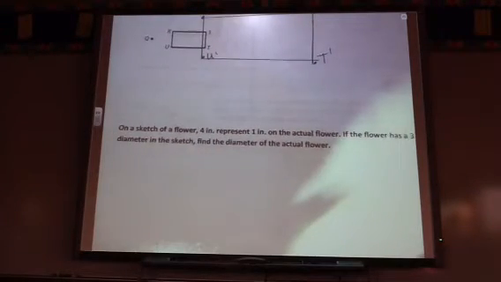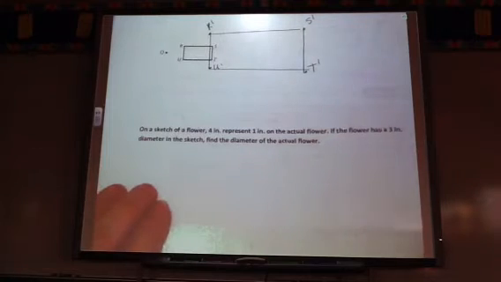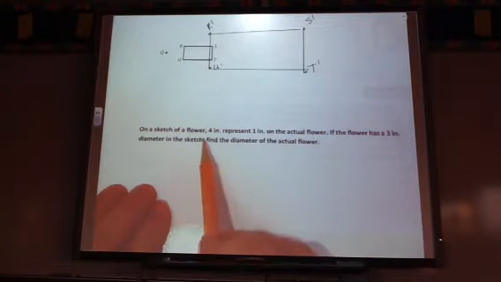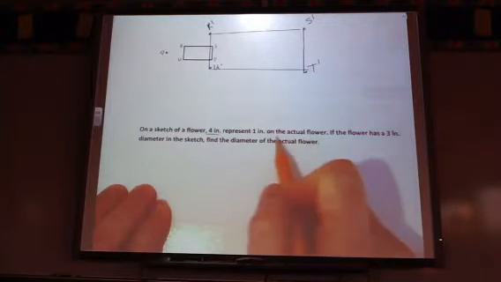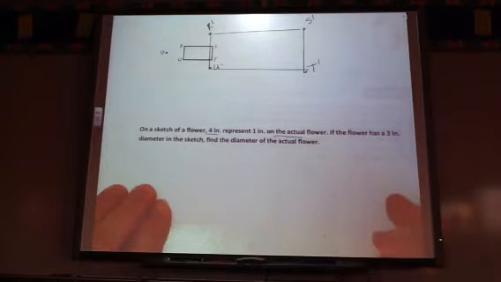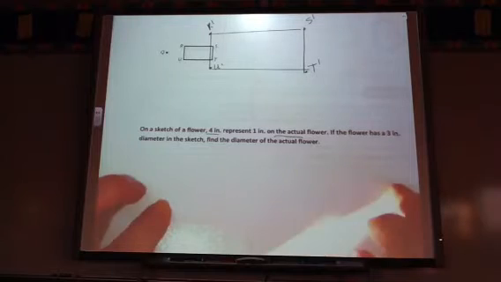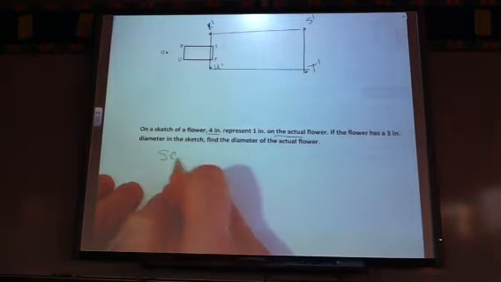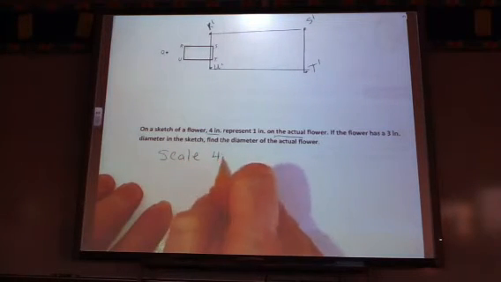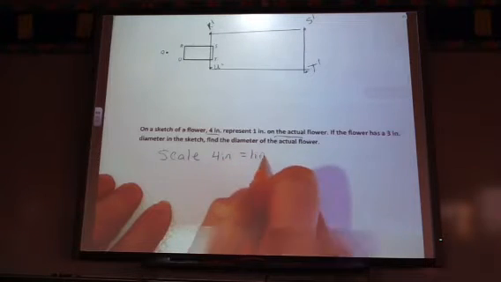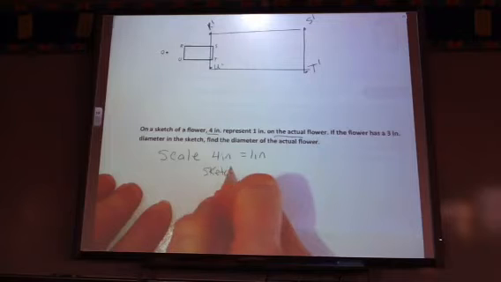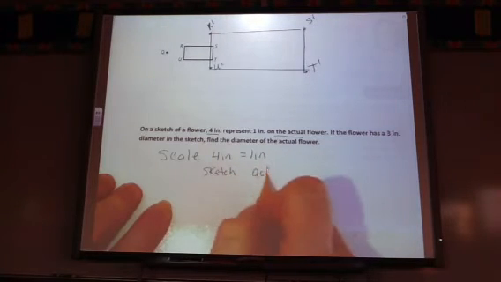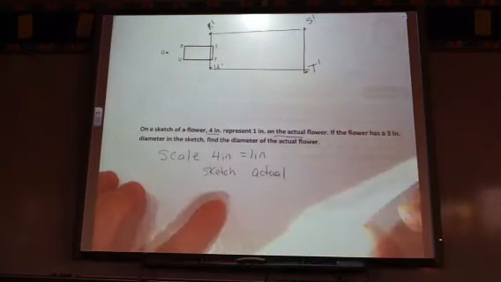On a sketch of a flower, 4 inches represents 1 inch on the actual flower. If the flower has a 3-inch diameter in the sketch, find the diameter of the actual flower. Okay, we have a scale here. 4 inches equals 1 inch. 4 inches represents the measurement on the sketch. 1 inch represents the measurement on the actual flower.